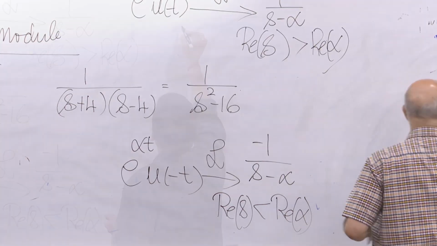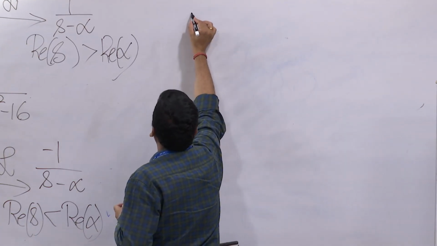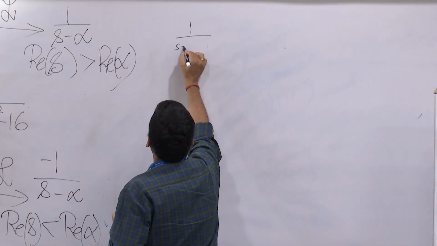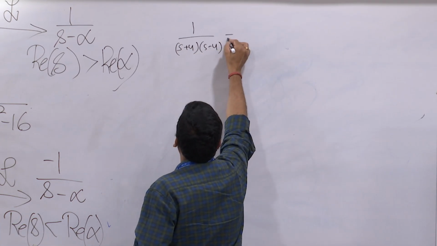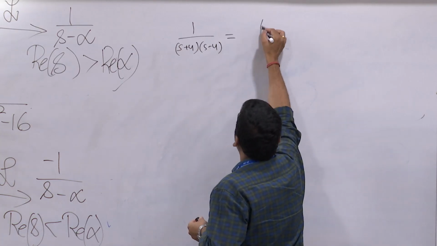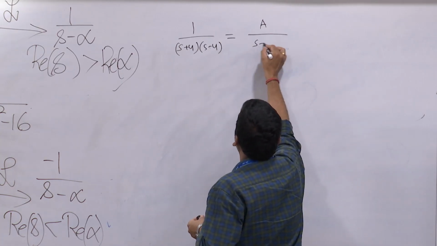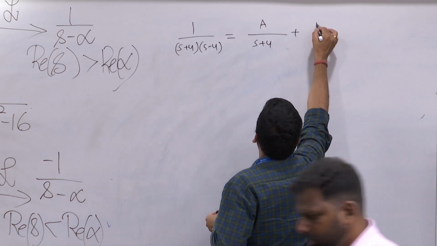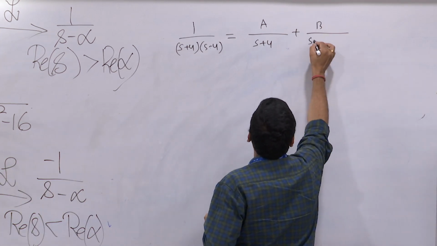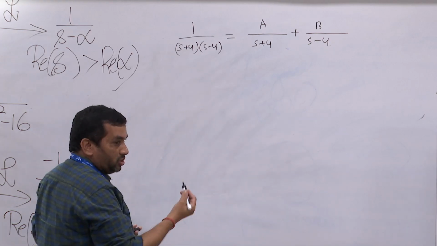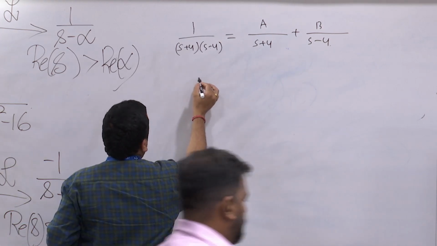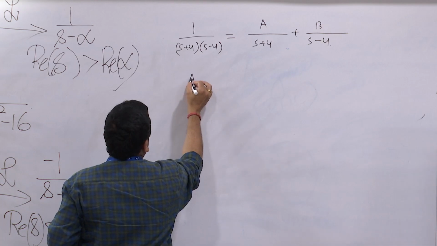Our function is 1 divided by (s plus 4) into (s minus 4). So we have to make it partial fractions: A divided by (s plus 4) plus B divided by (s minus 4). Now we have to find A and B. There are different methods, and here I will go for the direct method.